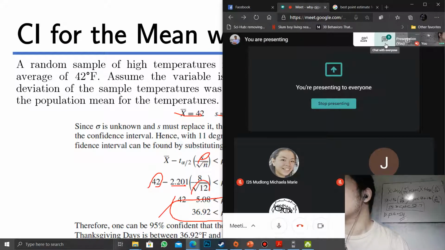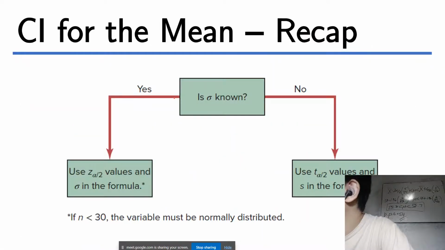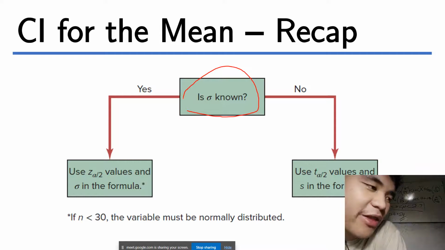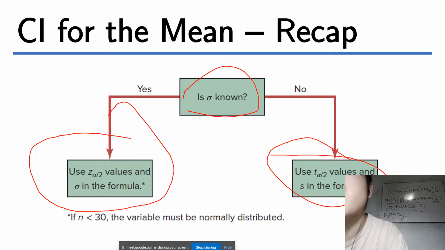Okay, sige. So, recap lang. Confidence interval for the mean. Pag known yung sigma, as in sinabi doon, the population standard deviation is ganyan, use yung z-score, yung kanina, yung pinakauna. Pag wala, pag sinabi the sample standard deviation is given, use T alpha over 2, no? Ganun lang, yung huli nating diniscuss, okay?